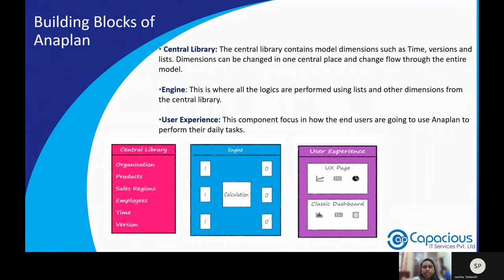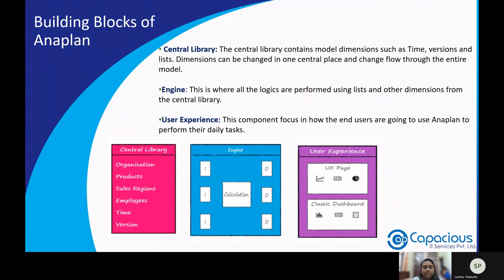The central library contains model dimensions such as time, version, and list. By using these three, we can create a library, and by changing a dimension in a central place, it will flow through the entire module and model. Next is the engine. The engine performs the logic, using the lists and other dimensions from the central library.